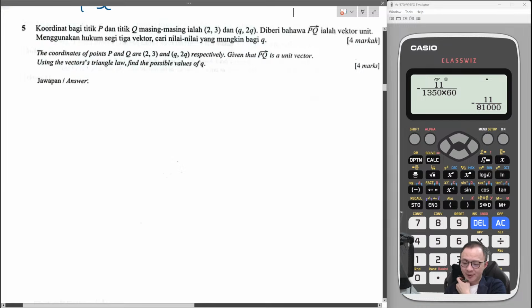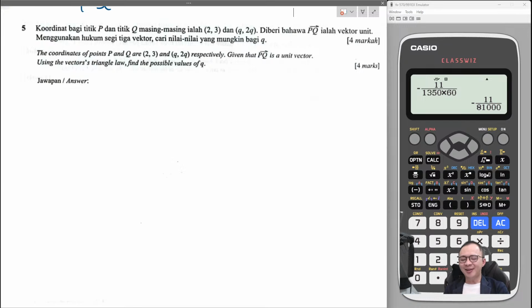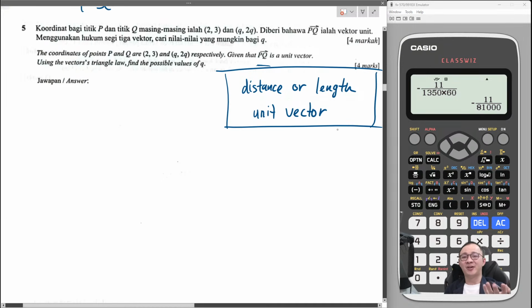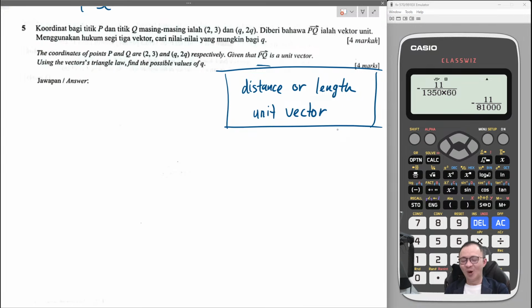Number 5. This one tests how much you understand about unit vector. They tell us PQ is a unit vector. So over here, you need to ask yourself, what is the distance or length for a unit vector? This one is common sense. So what is the distance and length for a unit vector? Any student know? It's always equal to 1.